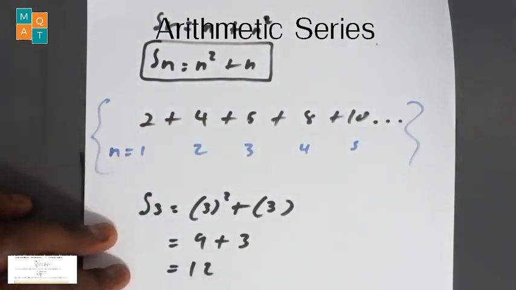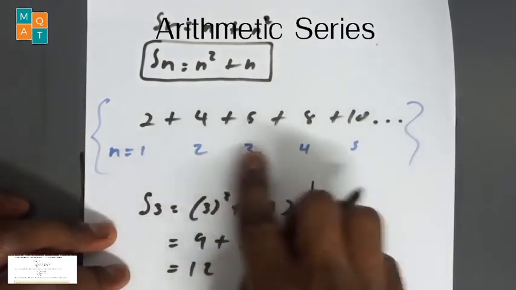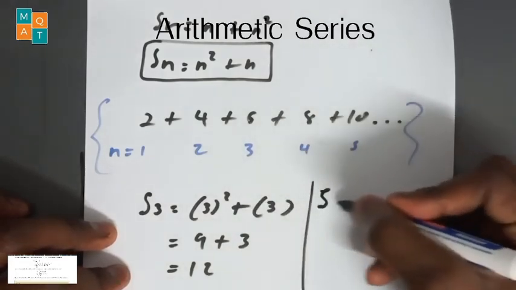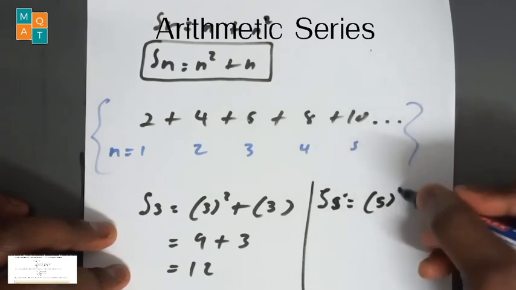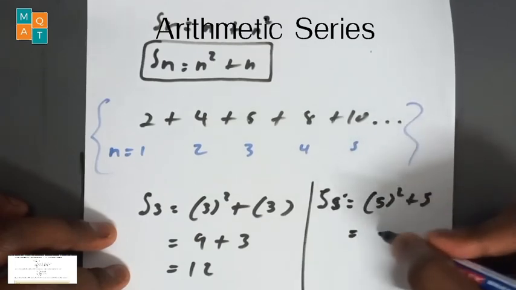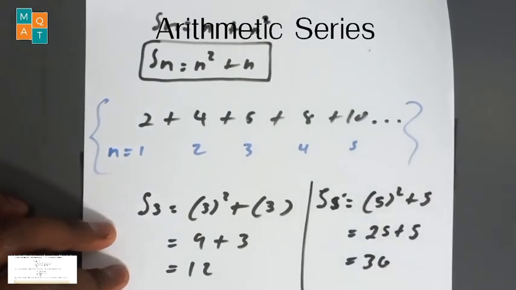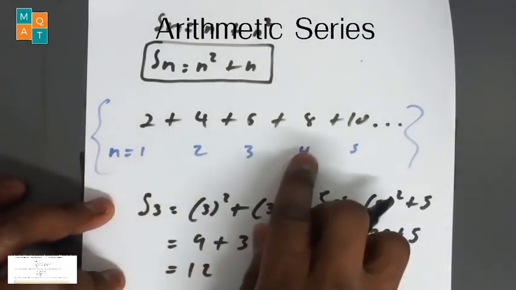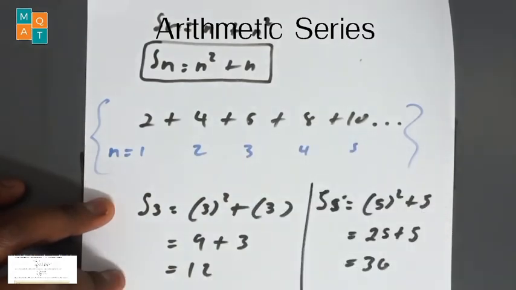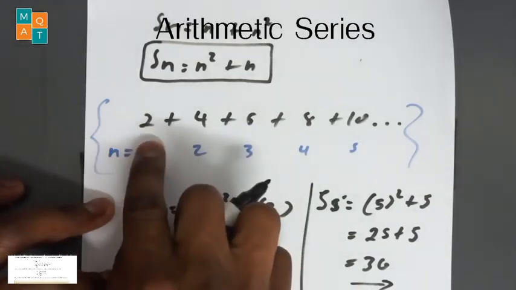Let's do another simple example. Let's find this up till the 1, 2, 3, 4, 5, the fifth term. S5 is going to be equal to 5 squared plus 5. 5 squared is 25, plus 5 is equal to 30. Now let's sum this up to the fifth term and see if we get the same value. 2 plus 4 is 6, plus 6 is 12, plus 8 is 20, plus 10 is 30, and that is what we have here. So now you can see that this equation gives us the sum of the arithmetic series from the first value to that specific value.